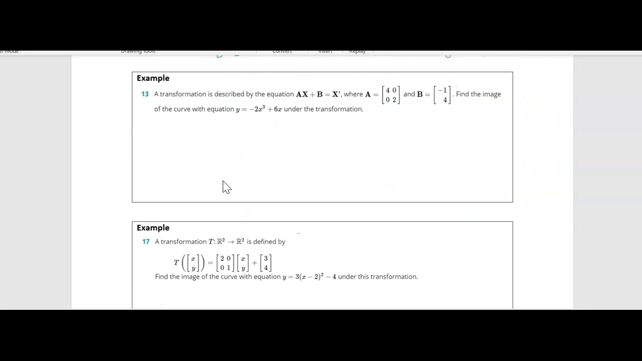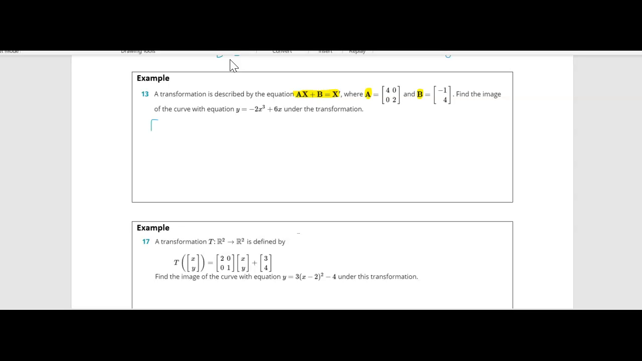All right, question 13. I actually just did this one, but forgot all about this plus b when I was doing it. Oops. So I've had to delete everything and start again, which is quite frustrating. All right, so in question 13, we've got a transformation described by the equation Ax plus b equals x dash. Okay, so you've got this type of notation, but they've told you what A and b are. So it's just a matter of substituting that into this equation.